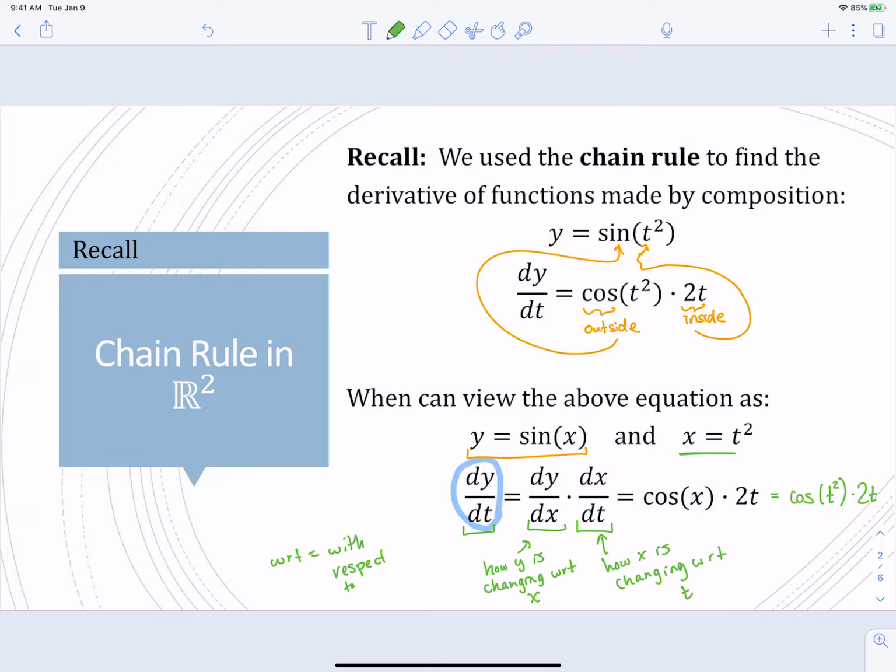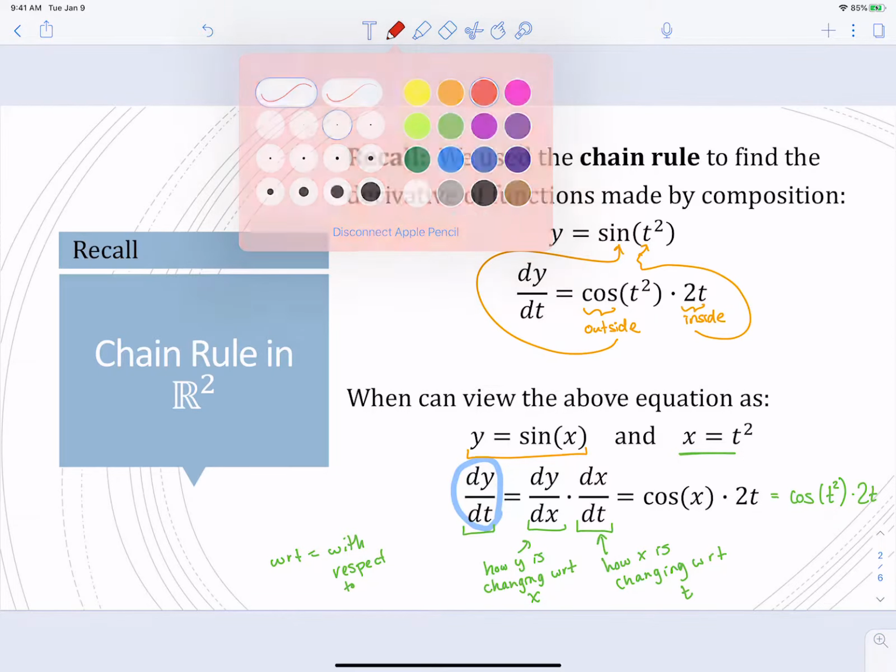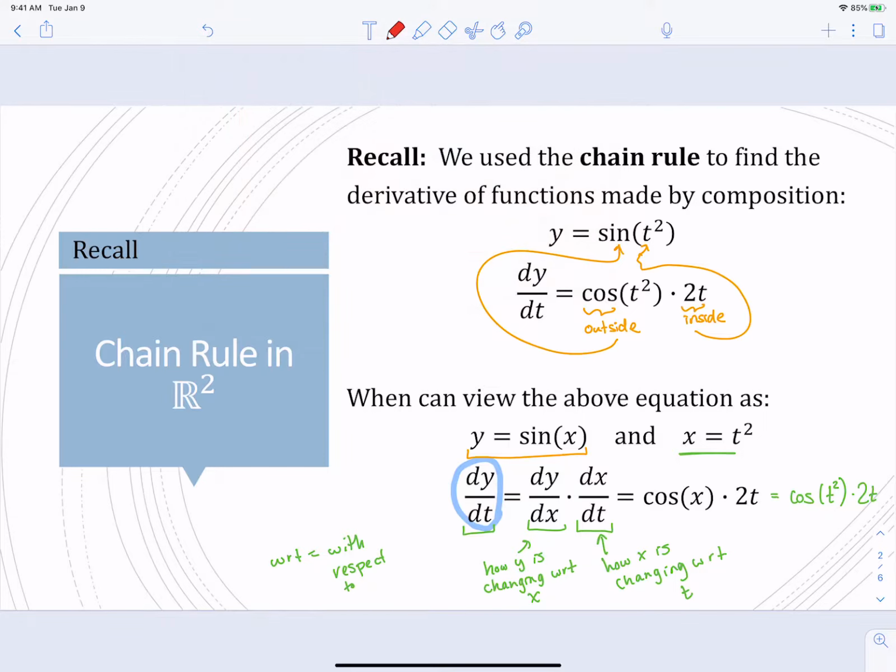So this idea of sort of chaining together these two rates of change, that's how our chain rule works. And again, what's nice about this is that these dy dx, dx dt, these are rates of change, and we technically can cancel that dx, we can cancel out that intermediate variable there, and that can get us to how our y is changing as we change time.